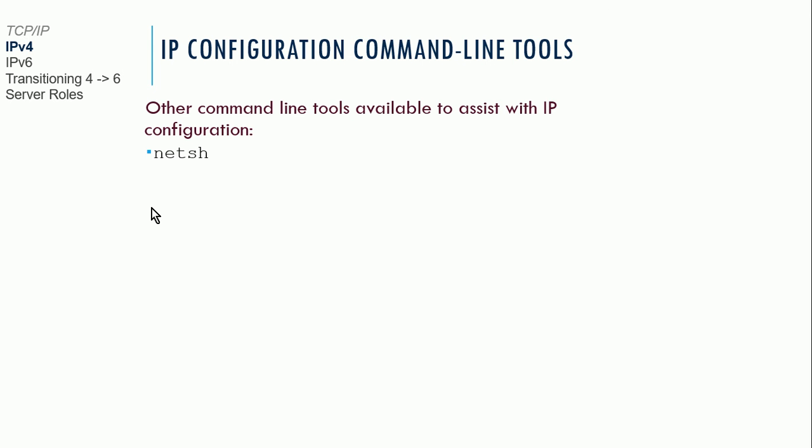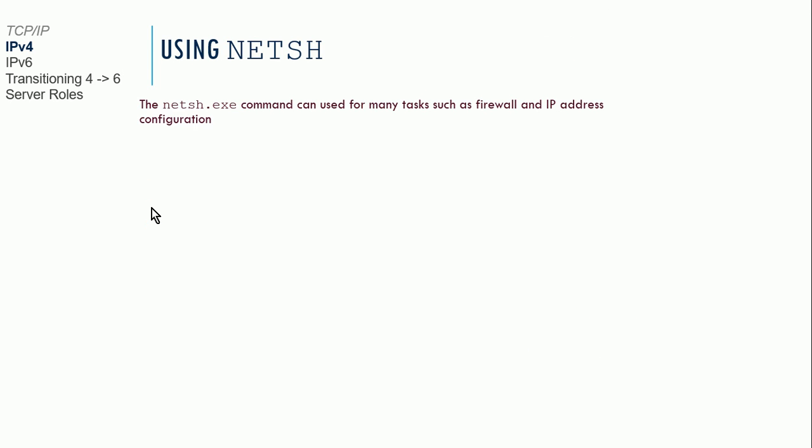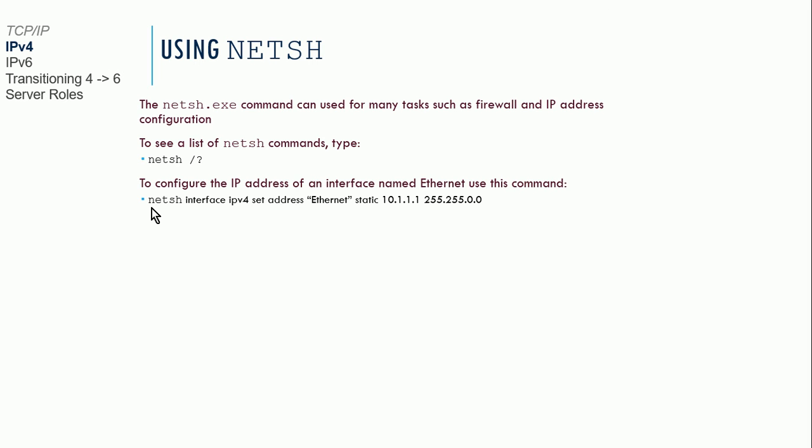All right, so there are some other command line tools: NetShell, some PowerShell commandlets, the ipconfig command, the ping command, ARP, traceroute, and NSLOOKUP. So these are some of the tools that you can use. The NetShell command is used for your firewall and for IP address configuration, so it'll allow you to modify your IP address, for example, and your subnet mask and your default gateway. So everything you can do in the user interface.